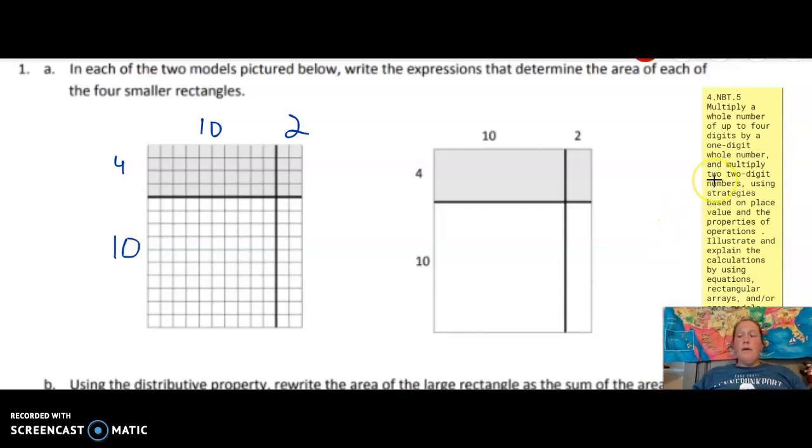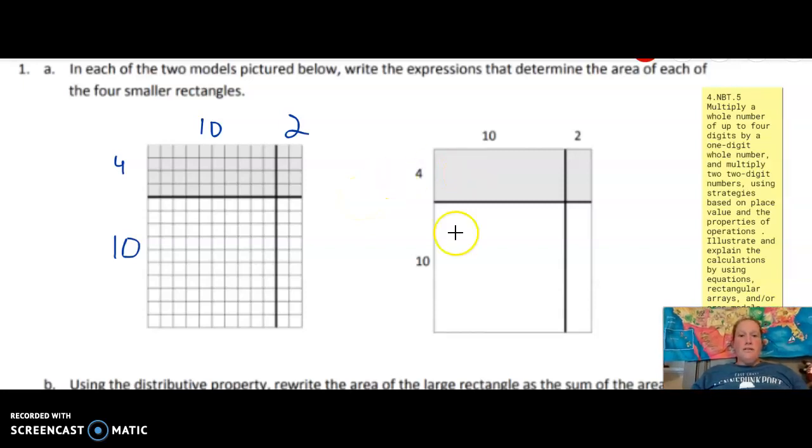We're continuing with our standard 4.NBT.5. And our objective today is to multiply 2-digit by 2-digit using the partial product method. We're going to use our partial products to add them up. So let's start with this one.